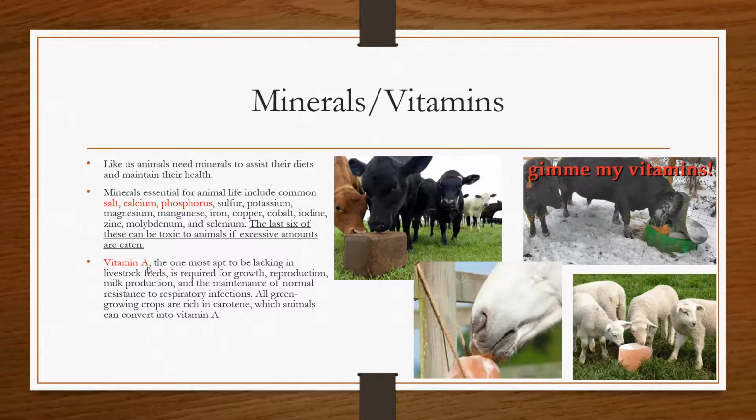And then vitamin A. So that's one of the most important vitamins that is probably lacking in your livestock feed. It's required for growth, reproduction, helps with milk production, and the maintenance of just normal resistance to respiratory infections. All green growing crops are rich in carotene, which animals can convert into vitamin A. So if you see your dog eating grass or something like that, he's probably missing some kind of vitamin A vitamin mineral. So cows, horses, sheep, a lot of them are usually all right with vitamin A.